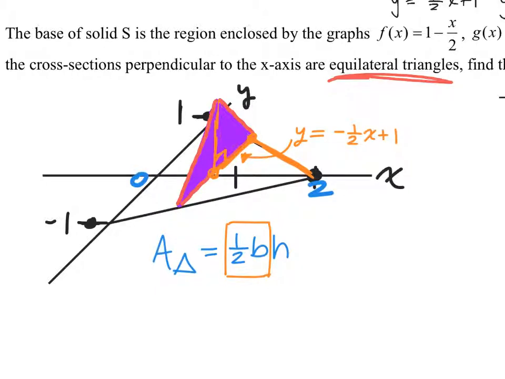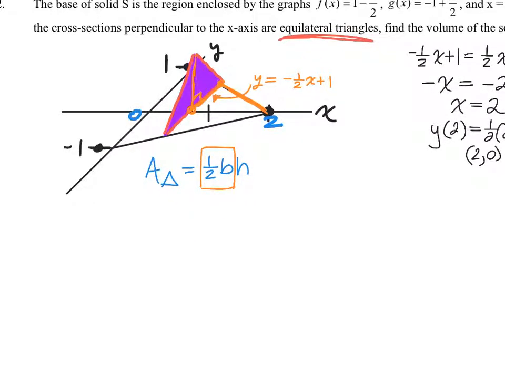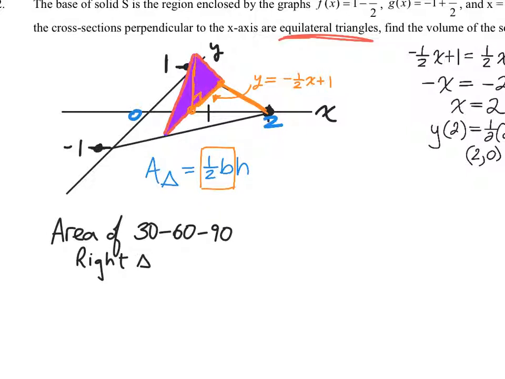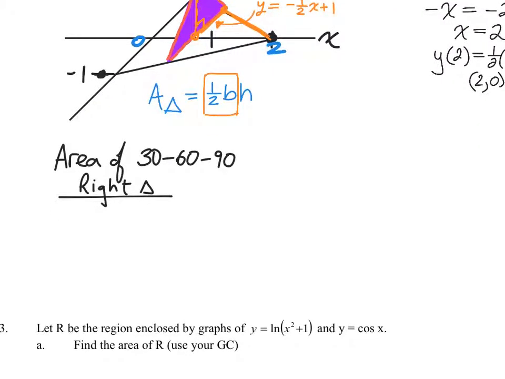So what we're going to do is, off on the side here, we're going to invent a rule: the area of a 30, 60, 90 right triangle. All right, so let's draw a 30, 60, 90 right triangle. Well, we'll start with the equilateral triangle and chop it in half.